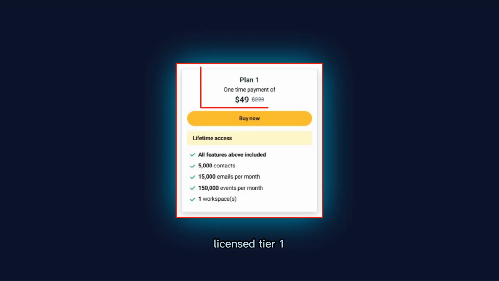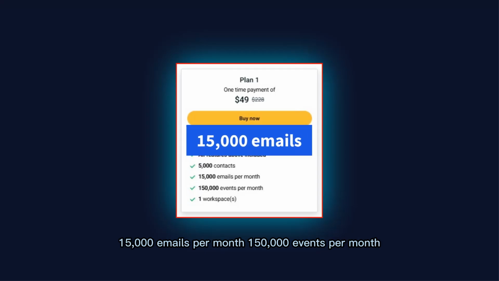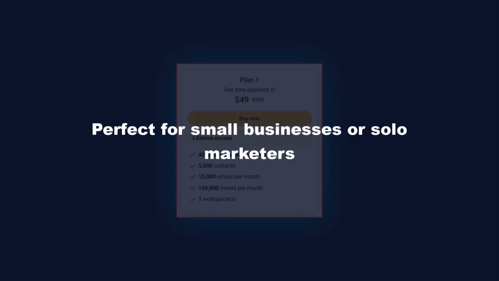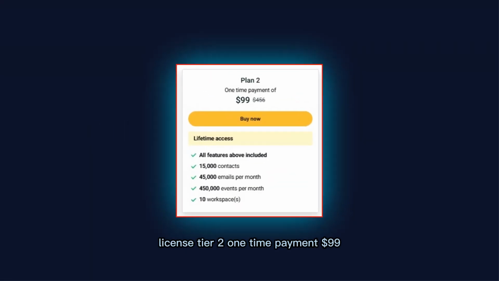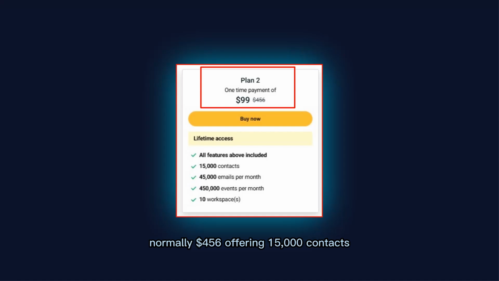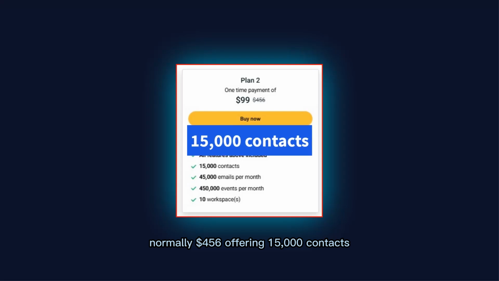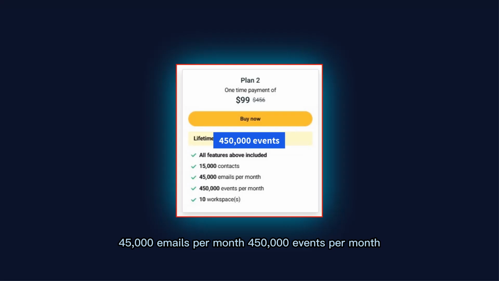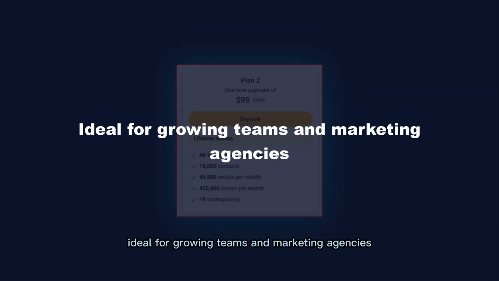License Tier 1, one-time payment, $49, normally $228. Offering 5,000 contacts, 15,000 emails per month, 150,000 events per month, one workspace. Perfect for small businesses or solo marketers. License Tier 2, one-time payment, $99, normally $456. Offering 15,000 contacts, 45,000 emails per month, 450,000 events per month, 10 workspaces. Ideal for growing teams and marketing agencies.